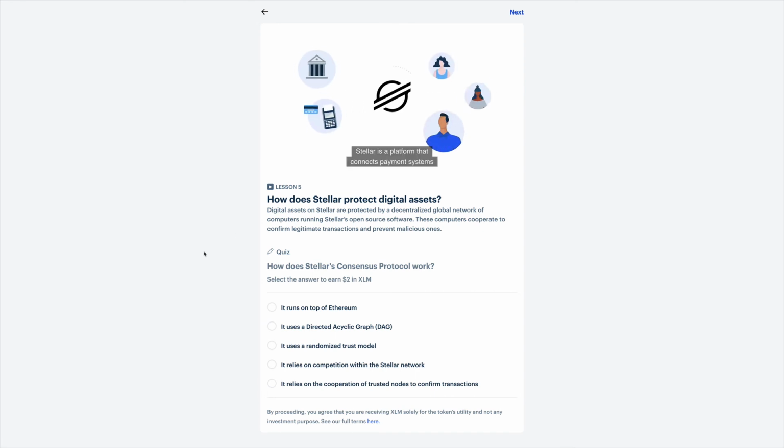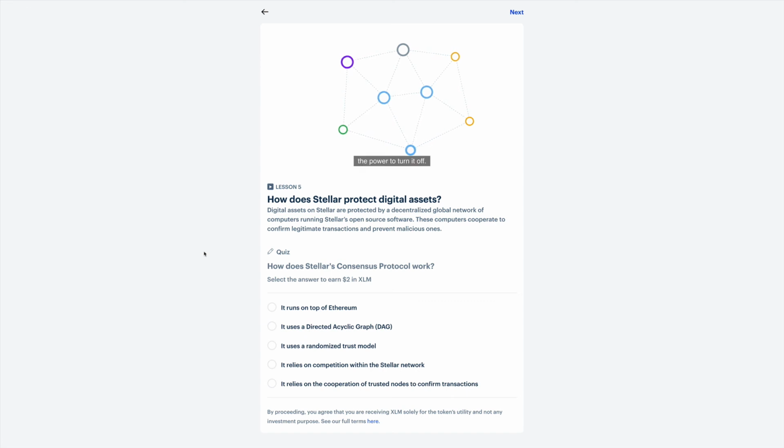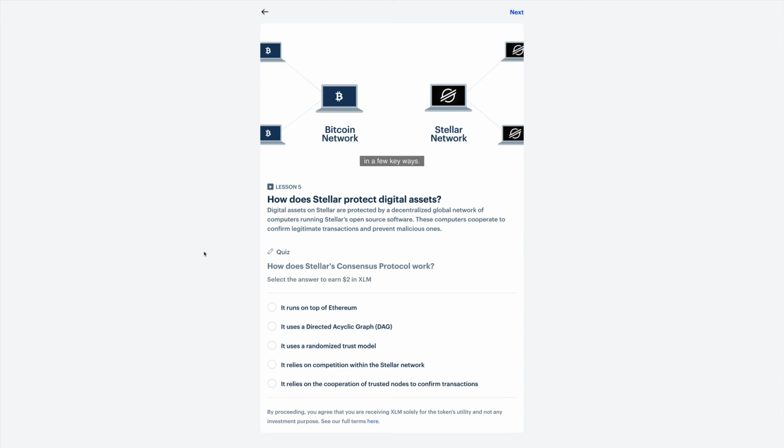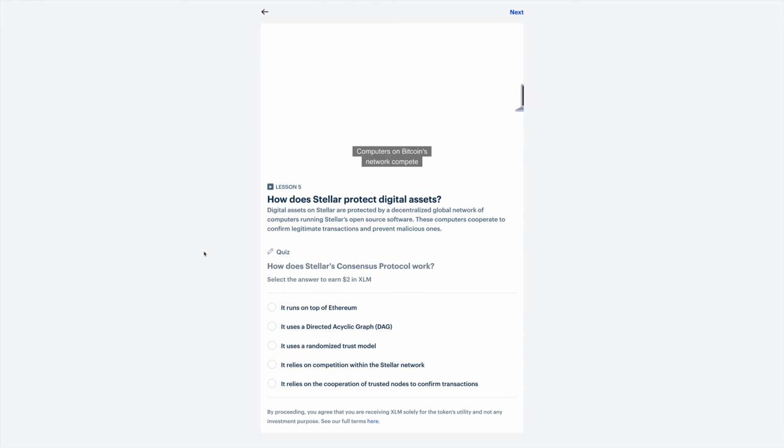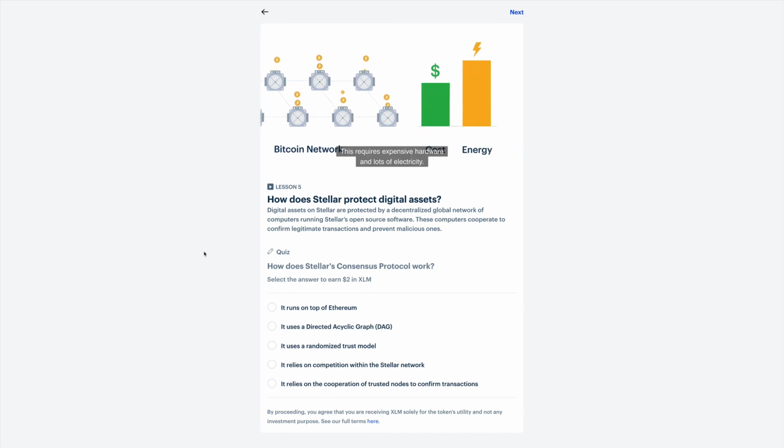Stellar is a platform that connects payment systems and people. It's a decentralized network, meaning no single company has the power to turn it off. Stellar's decentralized network is made up of all the independent computers that run Stellar software. Anyone can join. Stellar's network is different from Bitcoin's in a few key ways. Computers on Bitcoin's network compete with each other to validate transactions through a process called mining. This requires expensive hardware and lots of electricity.